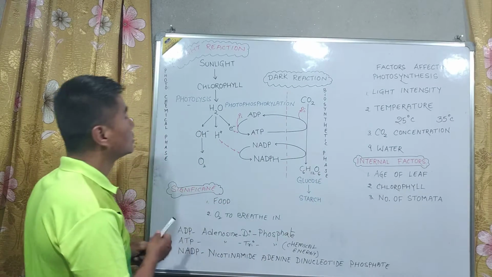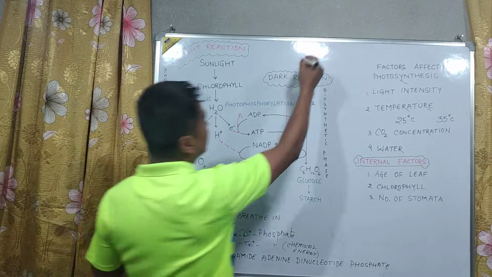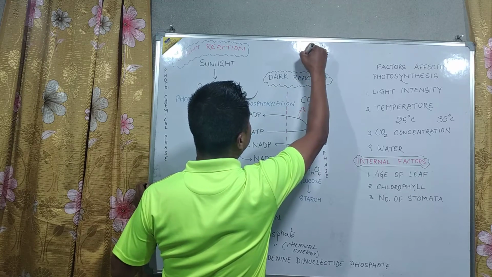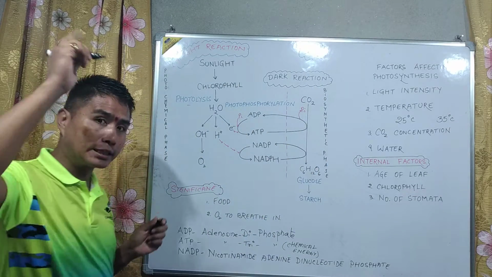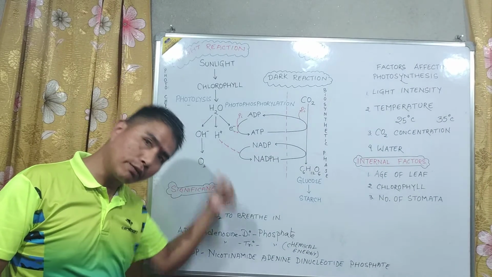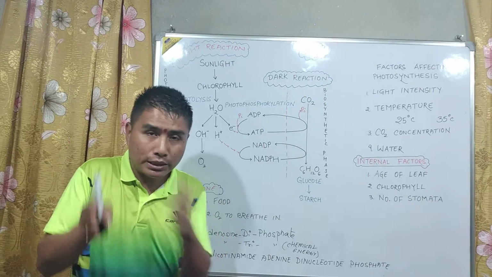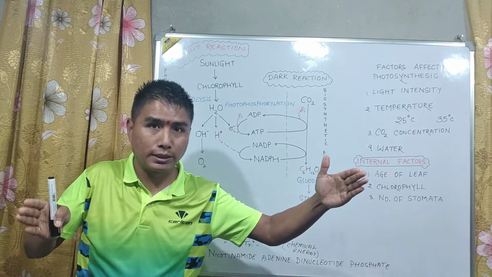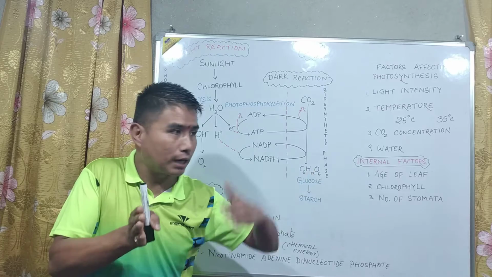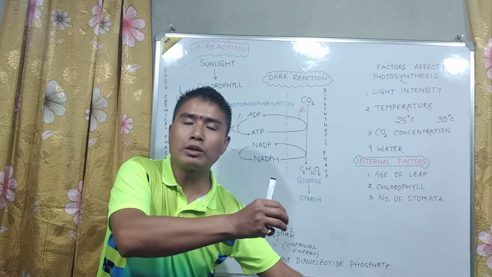Got my point? The whole process takes place during the daytime. Please do not confuse yourself that dark reaction takes place at night. No. We are discussing photosynthesis, and photosynthesis itself means the reactions that take place during the daytime. But in the daytime also, sunlight is utilized only in part. Suppose this is the whole process. Up to here, the glucose is formed. So if this is the whole process from start to finish, then from here to here only sunlight is needed. After that, sunlight is not needed.